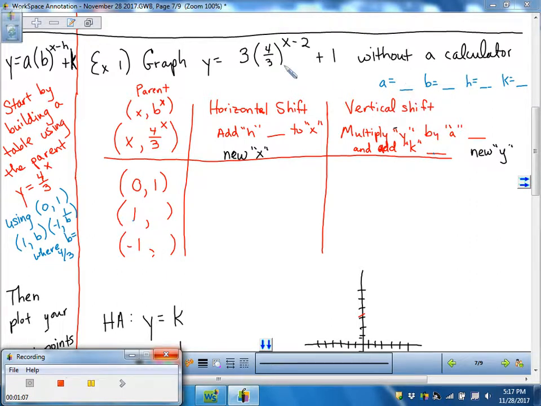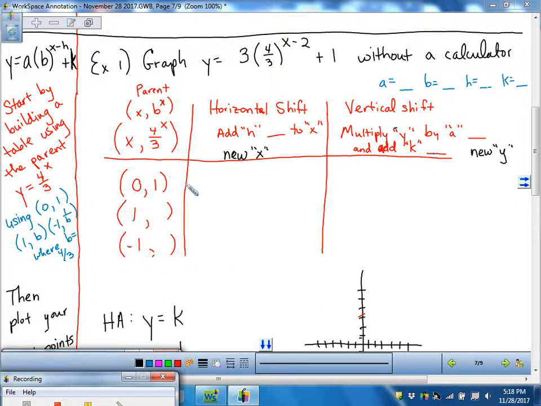And the first thing we're going to do is fill in our a, b, h, and k by looking at our equation. Our a value is the number that's being multiplied in front, our coefficient. So our a is going to be 3. Our b is the base that's being raised to the power, so our b is 4/3. h is the number that is being added to the x, or subtracted from the x in the exponent. You always do the opposite of the sign, so our h is 2, and k is the number being added at the end. Our k is positive 1.